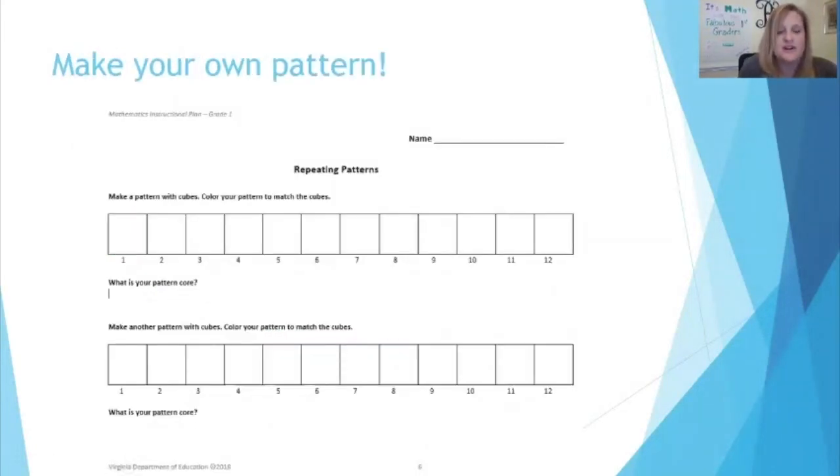Now it's your turn. Have an adult print out this page for you, or you can just use your paper and pencil and crayons to do this on your own. Make your own pattern. Now again, today we're just focusing on repeating patterns. That means the core of the pattern is repeated over and over. The directions say, make a pattern with cubes, color your pattern to match the cubes. If you don't have cubes at home, you can use your piece of paper and you can just draw the cubes and color them in.